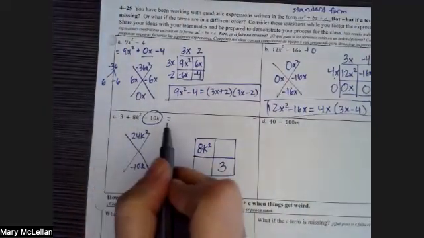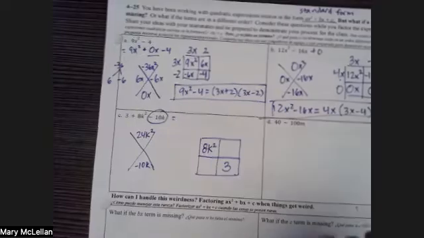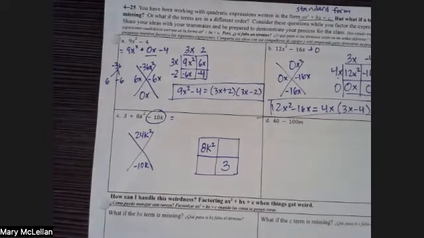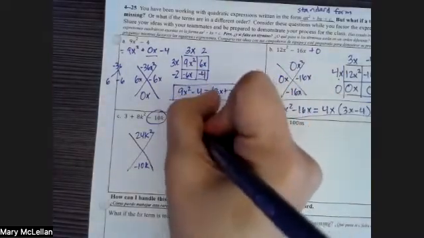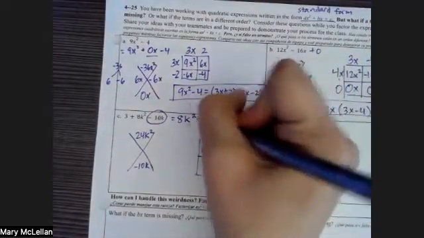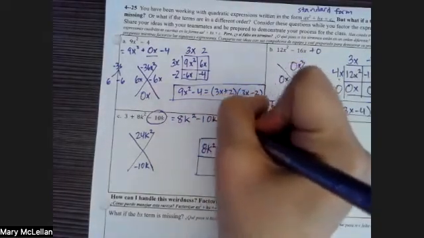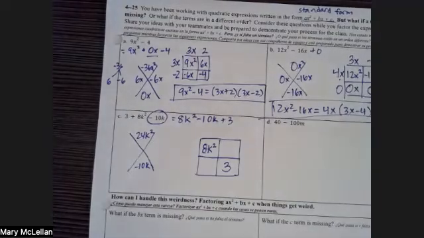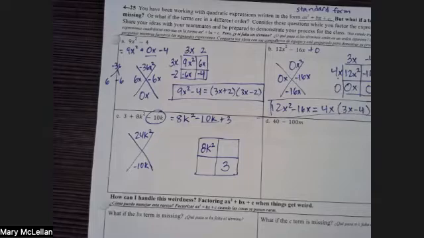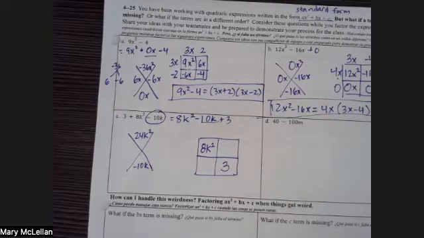I strongly suggest that when you see a problem and the terms are not written in standard form order, you write it in standard form, so you don't have to have as many mental processes going on at once. If I rewrite this in standard form, meaning with my exponents going from biggest to smallest, I have 8k squared minus 10k plus 3. All right. And now it's easier to see what the middle term is, negative 10k. Okay, I need two things that multiply to 24 and add to negative 10.